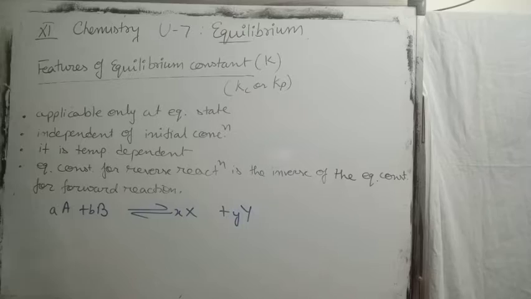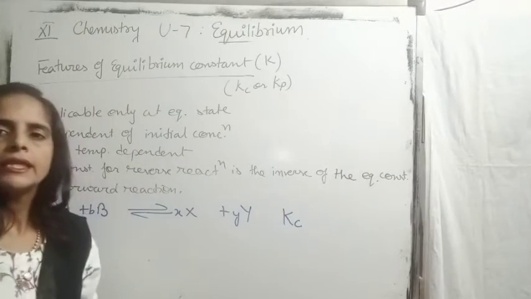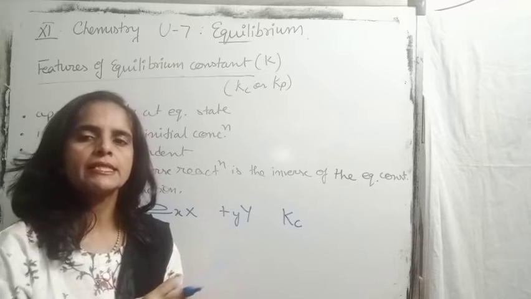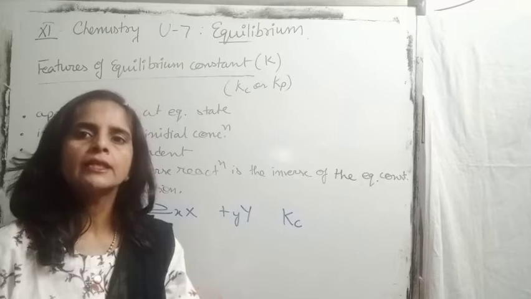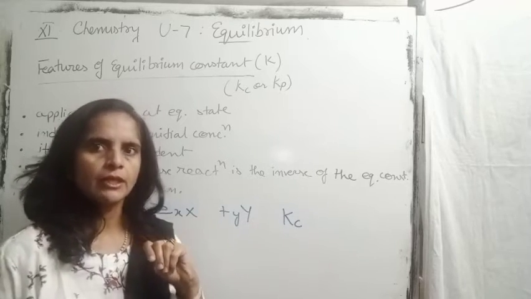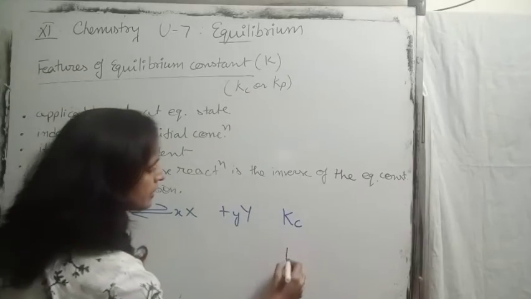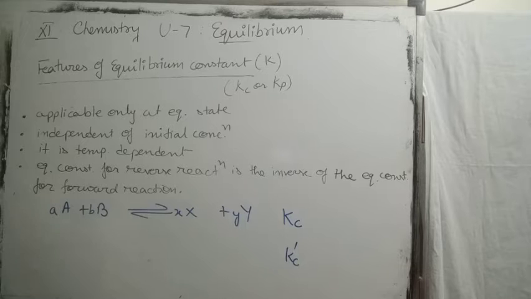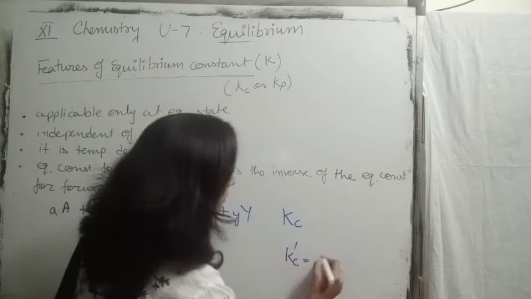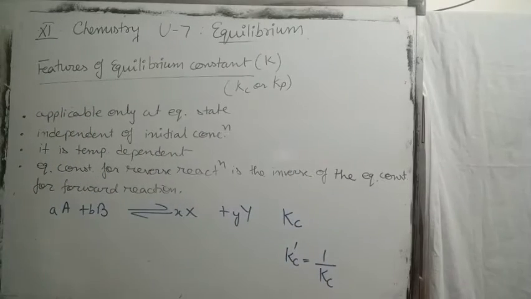And if the value of the equilibrium constant for this reaction is Kc, and I reverse the reaction, meaning I start from the backward side, taking X and Y as reactants and A plus B as products, and I express the equilibrium constant for the reverse reaction as Kc dash, then according to this point Kc dash will be equal to the inverse of the equilibrium constant for the forward reaction.